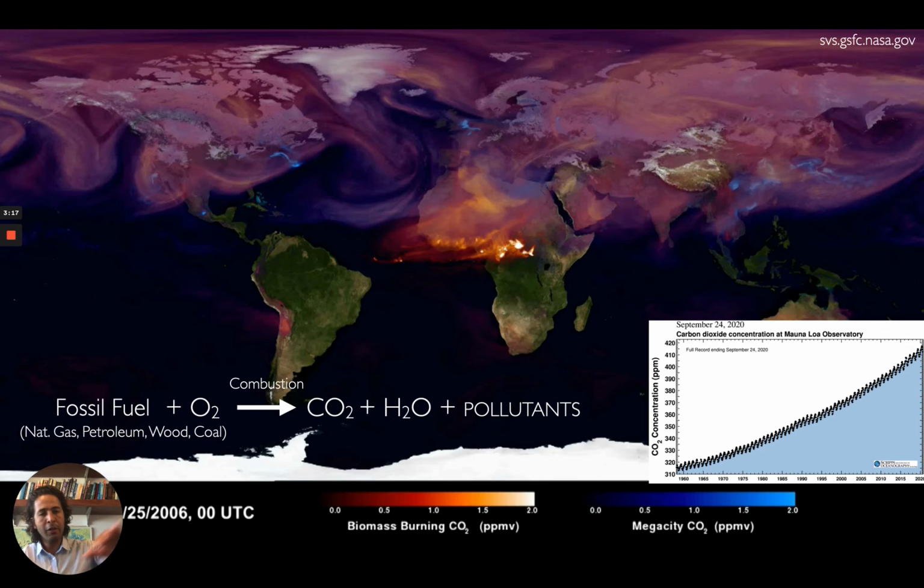And what that long-term growth shows is the addition of carbon dioxide into the atmosphere by human activities. Essentially the burning of fossil fuels such as natural gas, petroleum, wood, and coal, and their combustion with oxygen releases carbon dioxide, water vapor, and pollutants into the atmosphere.